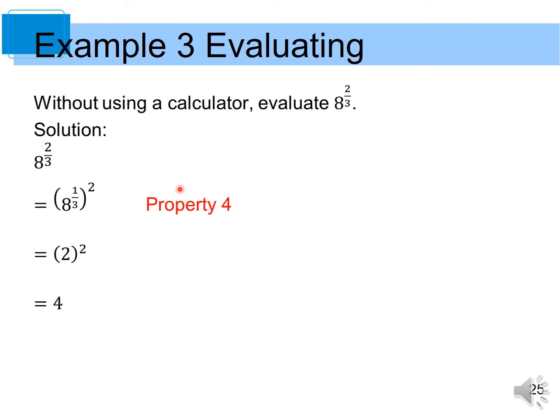Without using a calculator, calculate 8 to the power of 2/3. This is one example of an exponential function that has a base other than e. The base here is 8, which is not e. We can use the fourth property, where 2/3 can be written as 2 multiplied by 1/3, and 8 to the power of 1/3 is the cube root of 8, which is 2. After that, we have the square. So 2 to the power of 2 is 4.